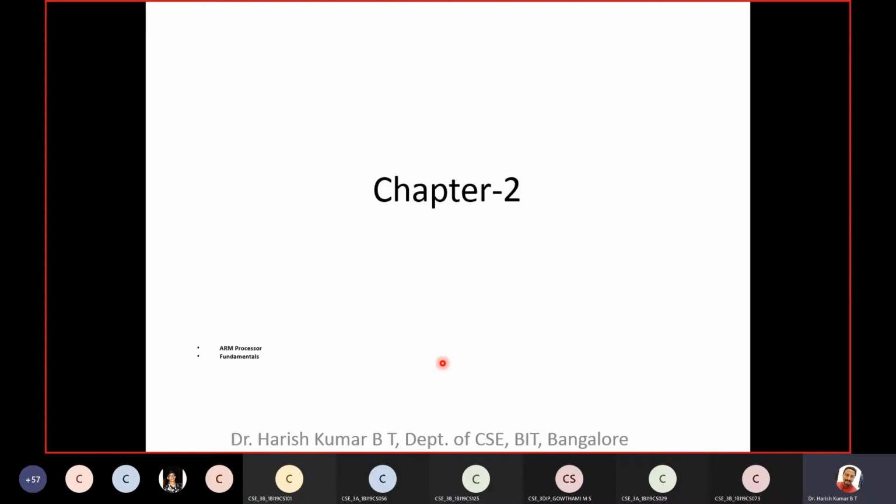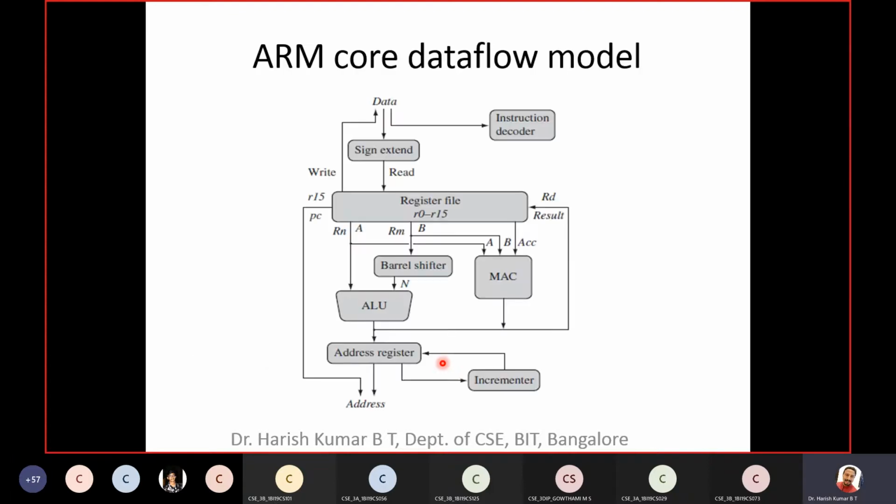So now we'll discuss chapter 2, which is mainly on the ARM core, and we are going to understand the internals of the ARM core right now. Now what you're seeing here is the data flow model for the ARM processor or microcontroller. As I already explained in the earlier classes on the concept of pipelining, the first stage within the pipeline is the instruction fetch stage, which is not written here, but this is the instruction fetch stage.